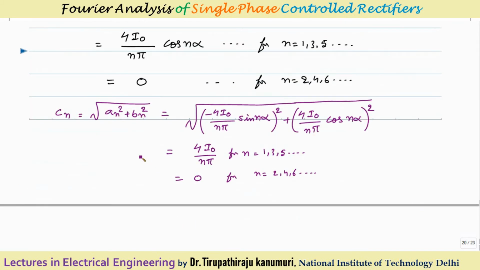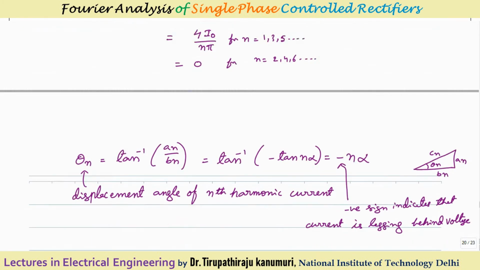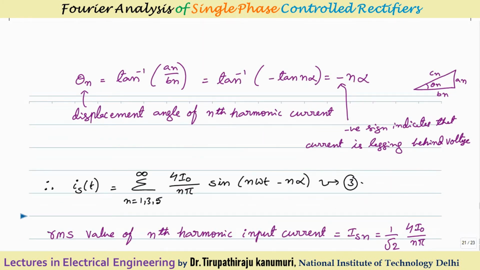From this I can calculate my value of Cn, which will be equal to square root of An square plus Bn square. An and Bn we have derived for the case of odd n. When you substitute here, since both components are the same, sin square n alpha plus cos square n alpha is equal to 1. So in the output you get 4 times I naught by n pi for odd numbers, and for even harmonics the value of Cn will be equal to 0. Now I can calculate my value of theta n, which is called the displacement angle of the nth harmonic current.